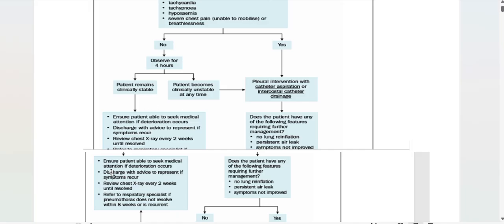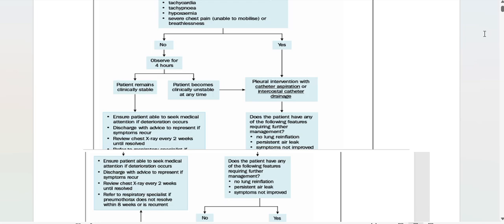Ensure the patient is able to seek medical attention if deterioration occurs. Discharge with advice to represent if symptoms reoccur. Review chest x-ray every 2 weeks until resolved. Every 2 weeks until resolved. Refer to a respiratory specialist if pneumothorax does not resolve within 8 weeks or if recurrent.